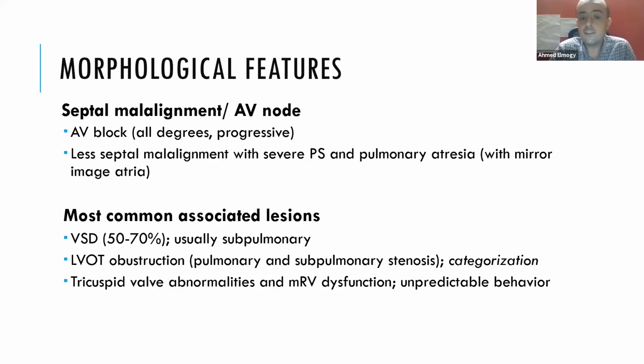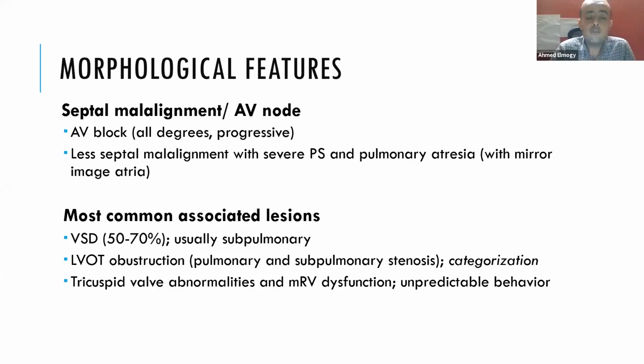It is very, very rarely that we see those patients with no associated anomalies. The most common is ventricular septal defect. They come in all sites, but they are typically perimembranous with subpulmonary extension. The second most common is LVOT obstruction, which gives rise to pulmonary and subpulmonary stenosis. This is important for categorization and, of course, affects the clinical picture.